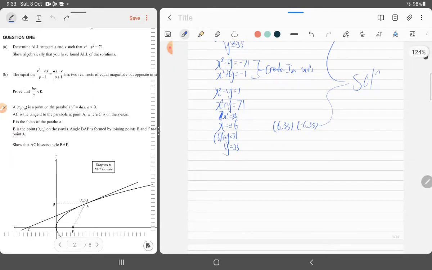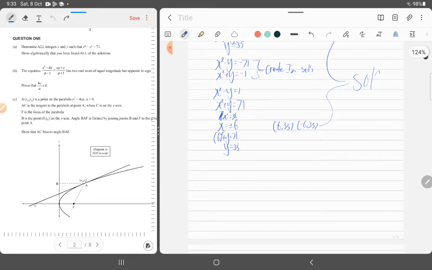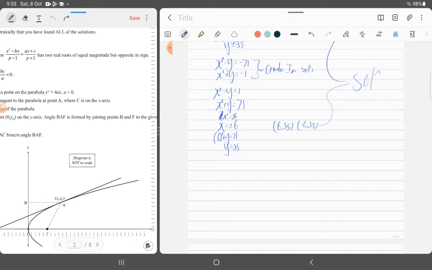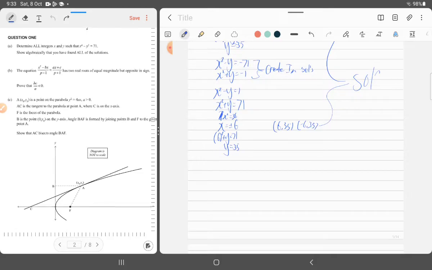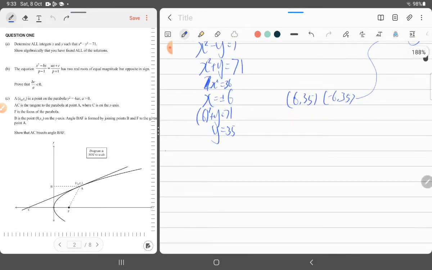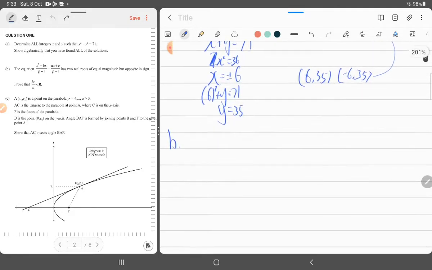The equation x squared take away bx over p take away y equals ax plus c over p plus 1 has 2 real roots of equal magnitude but opposite in sign. Prove that bc over a is less than 0. Question 1b. So we want to create just a polynomial. Not a polynomial.